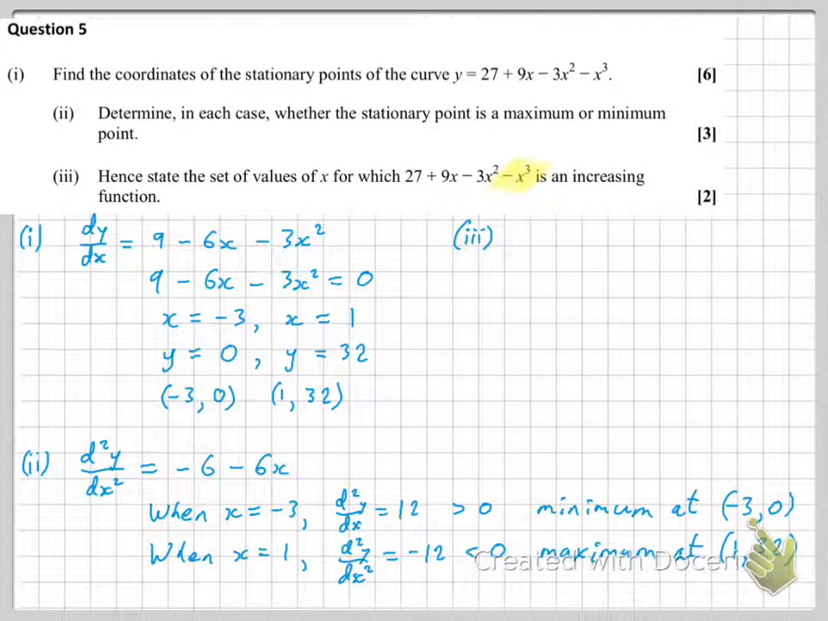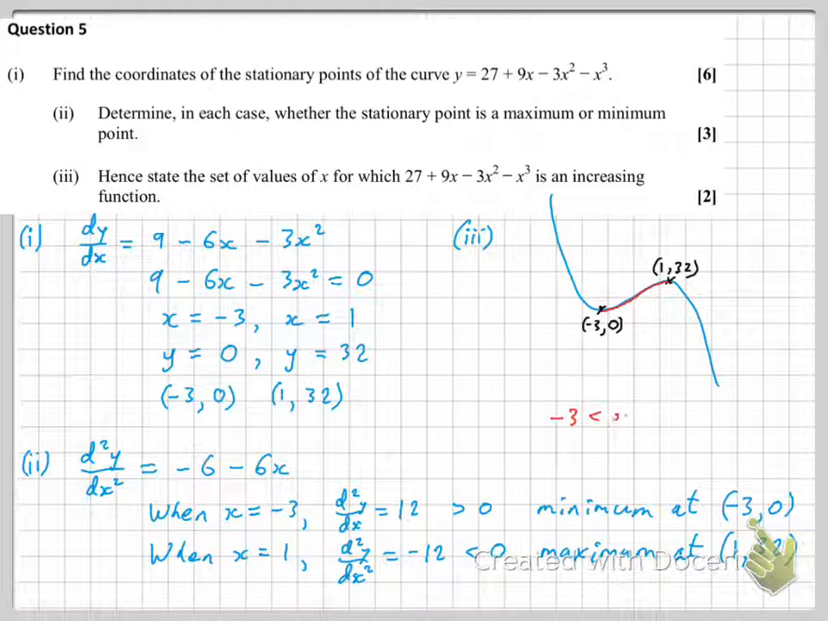Negative cubics have this sort of shape. So our turning points we can mark on here. Those are the same ones we've found. There's our minimum, which we've determined to be a minimum, and a maximum. And the function's increasing, it's got positive gradient just between those 2 points, indicated there in red. All the other parts of the curve are negative gradient. So that's just your answer, just x values between minus 3 and 1.